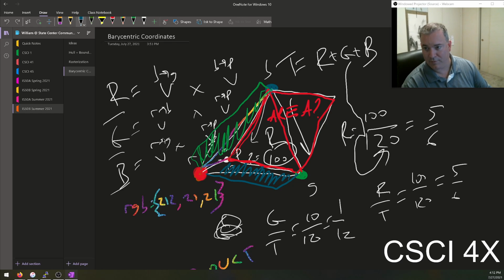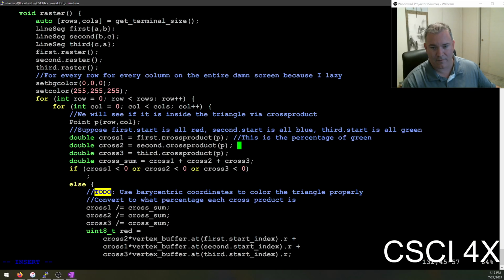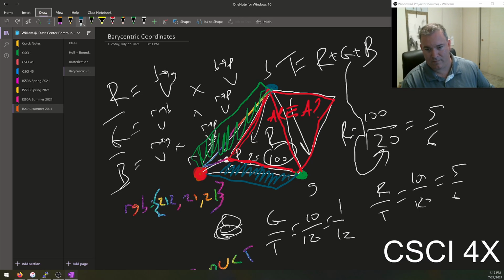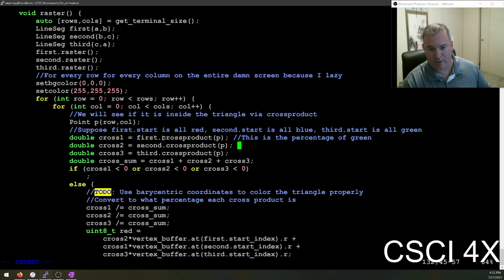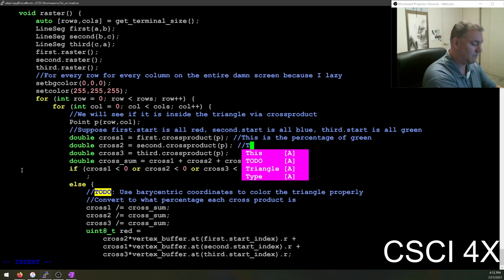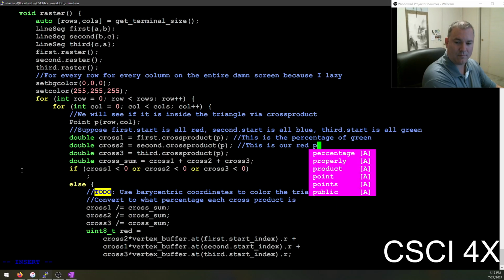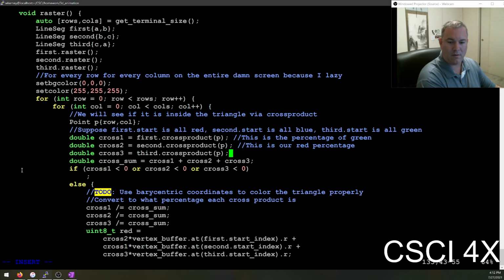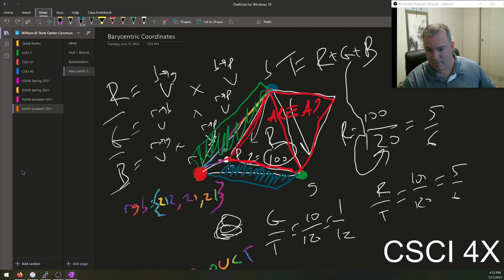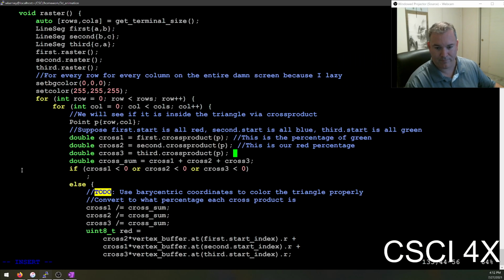So we're cross-producting red to blue with red to P, and that's going to be our green percentage. Then the second line is blue to green crossed with blue to P, and that's going to be our red percentage. And then the third one is green to red crossed with green to P, so that's going to be our blue percentage, or relative amount of blue.